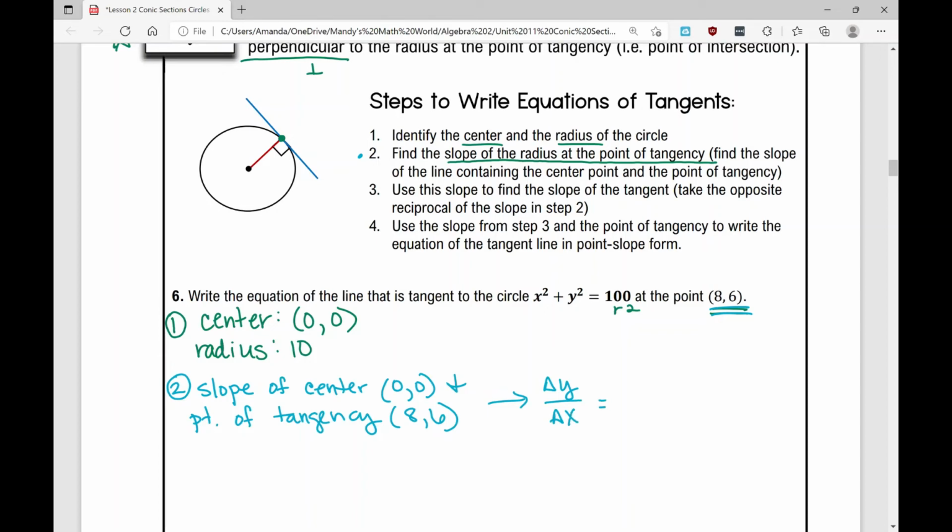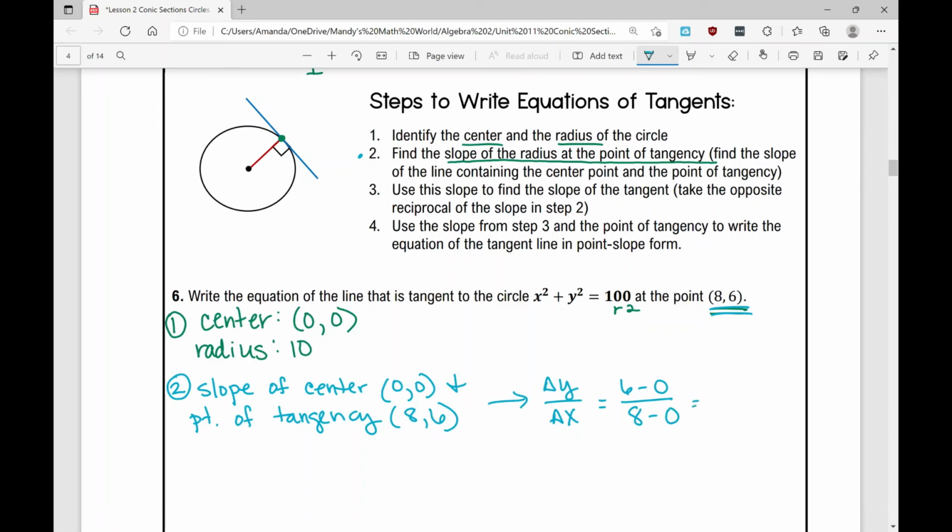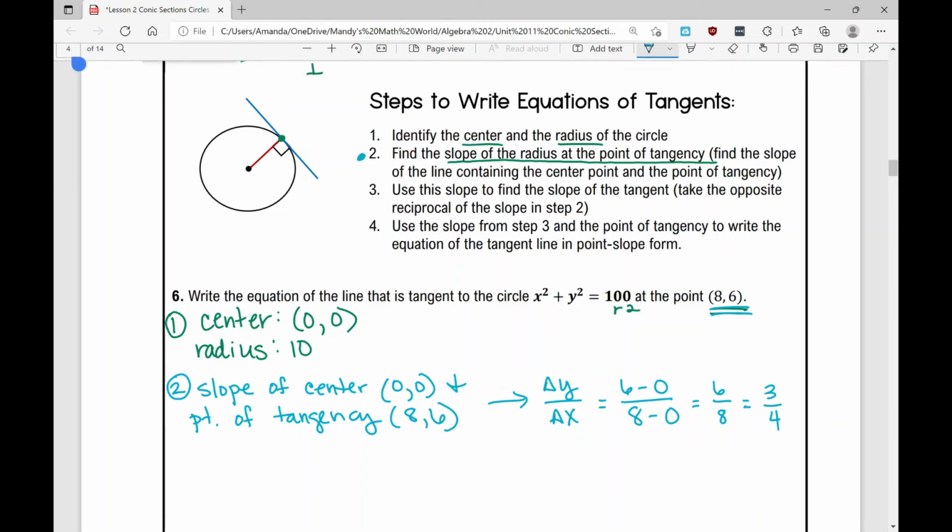So I'm going to subtract my y values, which is 6 minus 0, over subtract my x values, which is 8 minus 0, and I get 6 over 8, which is 3 over 4 simplified. So we've found the slope of the radius at the point of tangency.